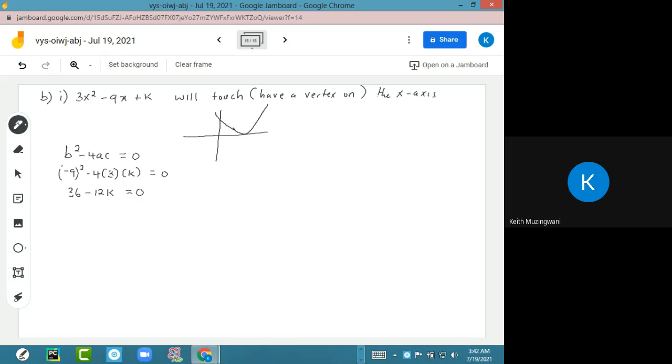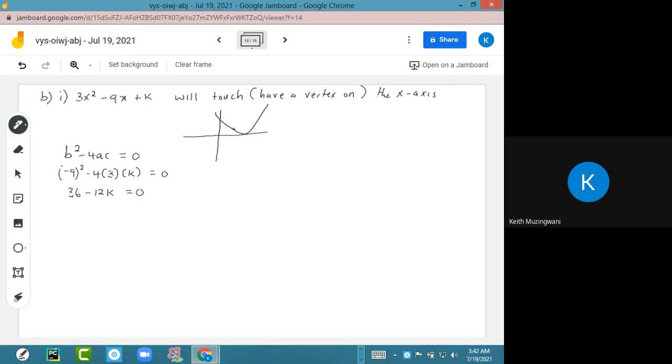If they said it will cut, meaning it will have two x values, then they are real, so we'll have distinct real roots. If it does not touch, that is when we don't have x-intercepts, when the discriminant is an imaginary number.